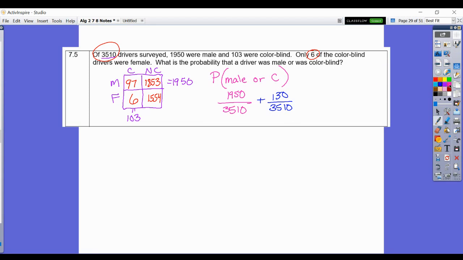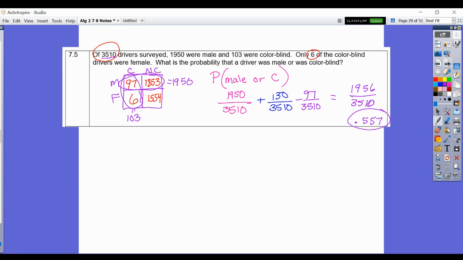But we have a problem because we double counted the colorblind males. They were in this number that we added for the first problem and this number. So since we double counted them, we have to subtract off that 97 out of the total. So the bottom number is going to stay the same every time. Add and subtract that, and you get 1956 over 3510. And divide that, and you get 0.557 for your percent.